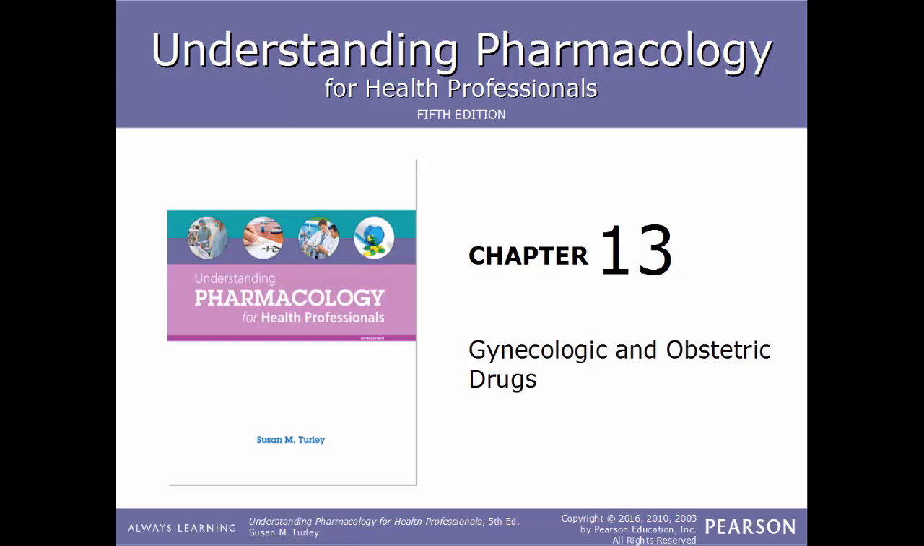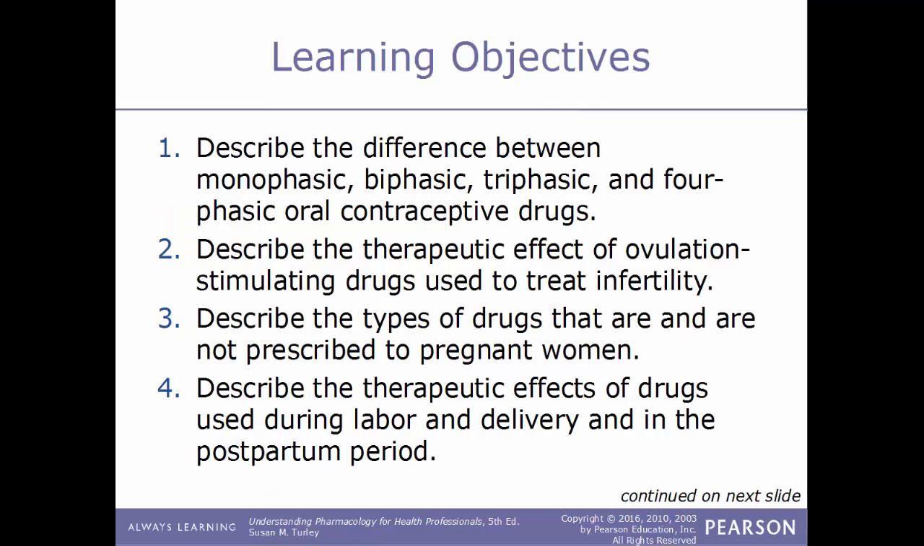Okay, welcome back. In this video, we will continue our video series on pharmacology, and we will discuss chapter number 13, Gynecologic and Obstetric Drugs. Learning objectives for this chapter: describe the difference between monophasic, biphasic, triphasic, and four-phasic oral contraceptive drugs.